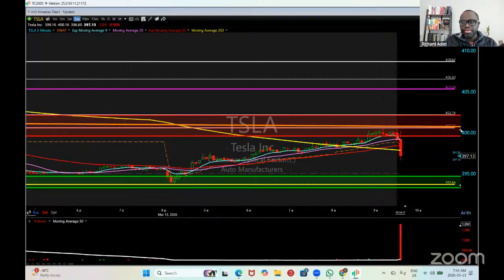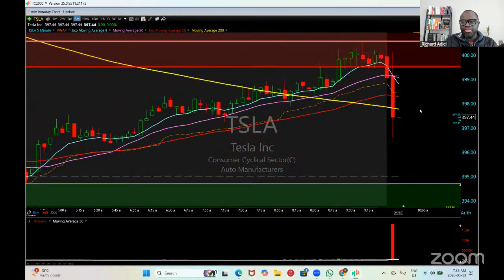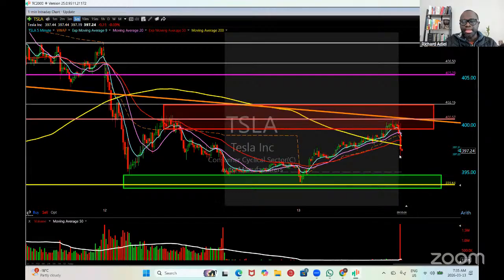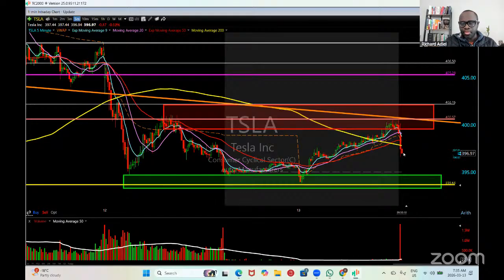I have to wait for the first 5 minutes candle to close. Knowing Tesla, it does that move. Wait for the first 5 minutes candle to close. So here you see how it rejected the supply zone nicely. So here I will look to take those 390 something puts. Let me try to see if I can take that trade here.